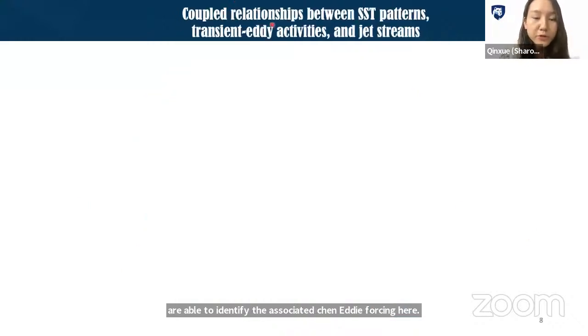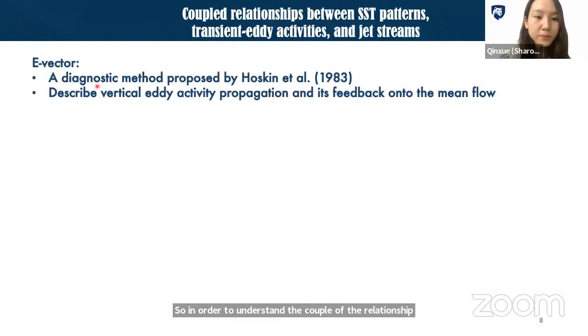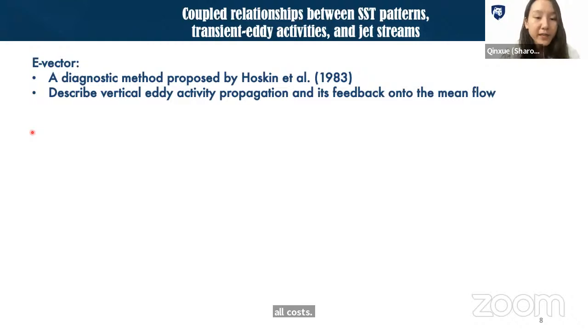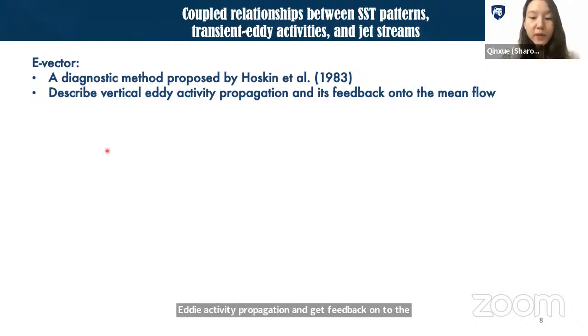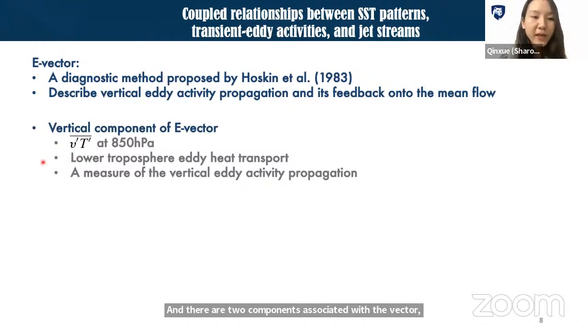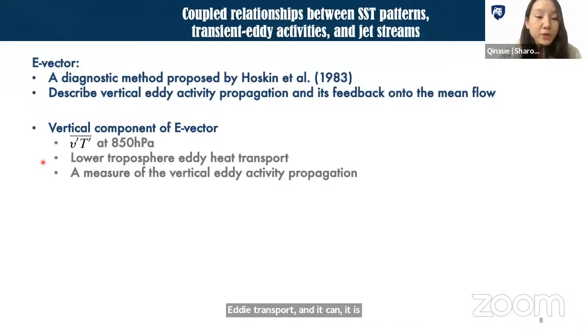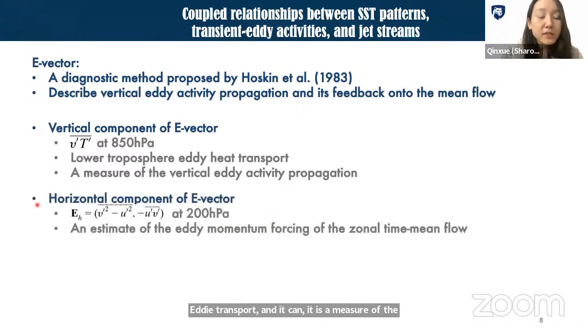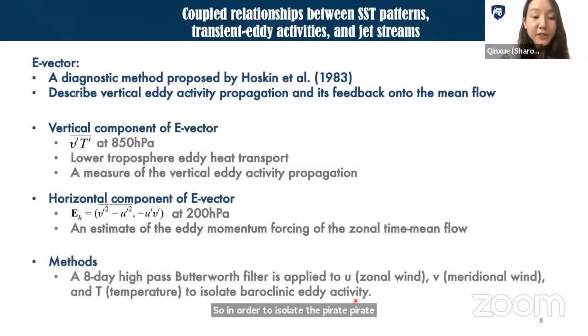To understand the coupled relationship, we use this diagnostic method proposed by Hoskins et al., called the E-vector. The E-vector can be used to describe vertical eddy activity propagation and its feedback onto the mean flow. There are 2 components. The vertical component is the mean v'T' at 850 hectopascal, the lower troposphere eddy heat transport, and it is a measure of the vertical eddy activity propagation. The horizontal component of the E-vector is shown in this math expression at 200 hectopascal, and it is an estimate of the eddy momentum forcing of the zonal time mean flow. To isolate the baroclinic eddy activity, we apply high-pass filtering to the wind and temperature fields.